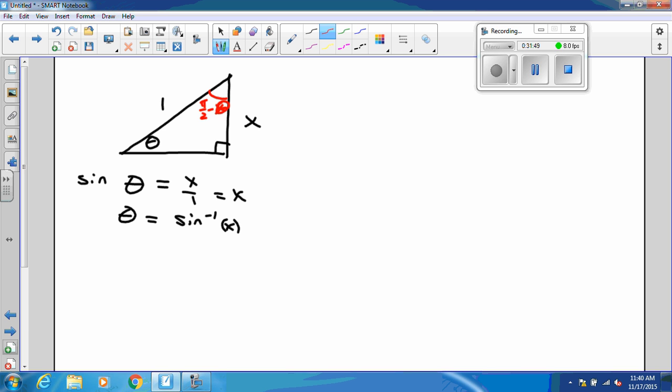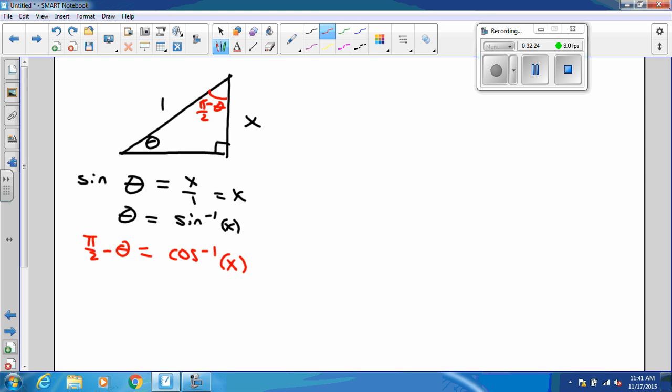That was wrong. Let's try that again. So this angle right here is pi over 2 minus theta. It is the complementary angle. Now, if you take a look at pi over 2 minus theta, you notice that it's adjacent to x, right? So I could say that pi over 2 minus theta is the inverse cosine of x, because the cosine of pi over 2 minus theta is equal to x.